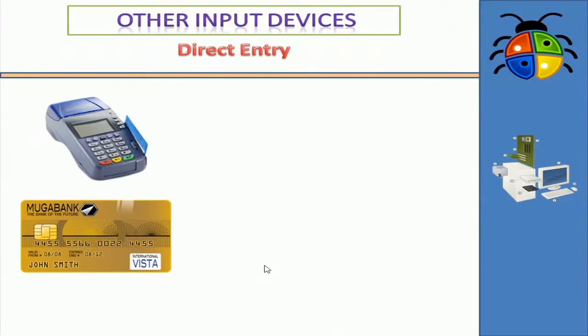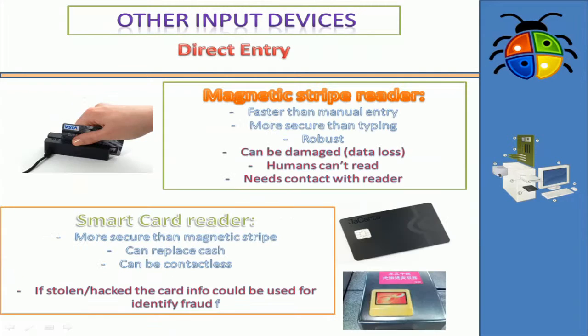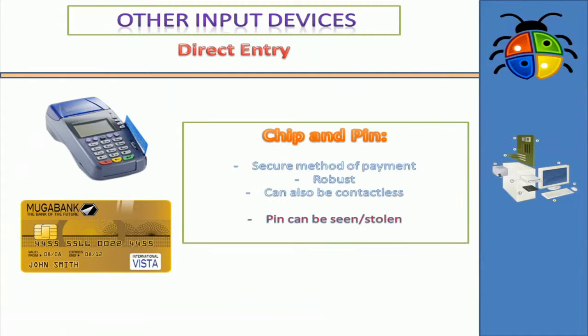Okay, and our last one is a chip and pin reader. So chip and pin is a smart card. It's the same technology. The difference is that with chip and pin, you must have the PIN in order to make the payment.